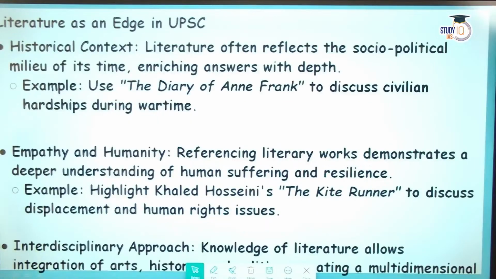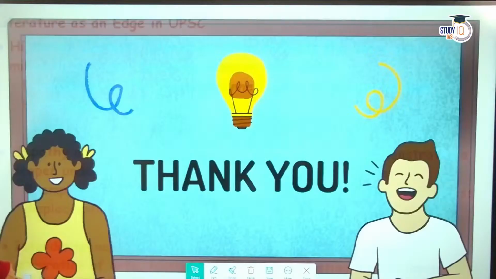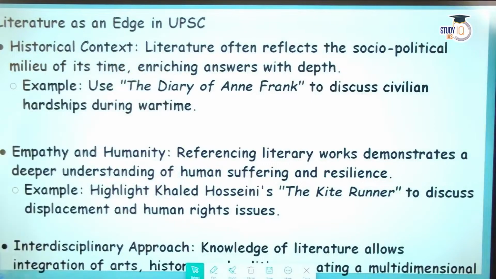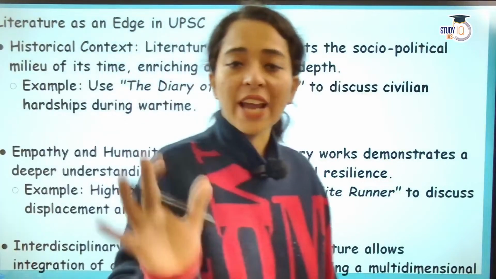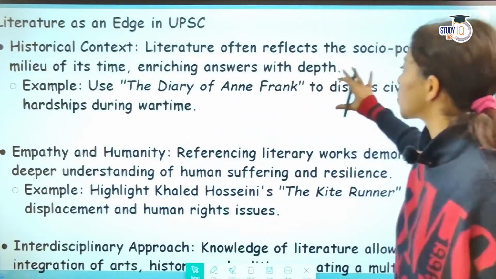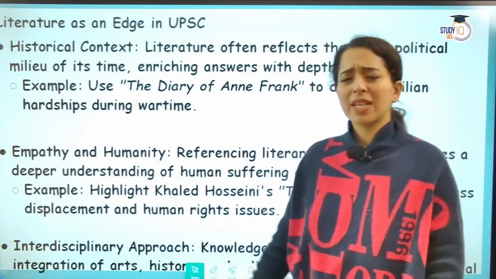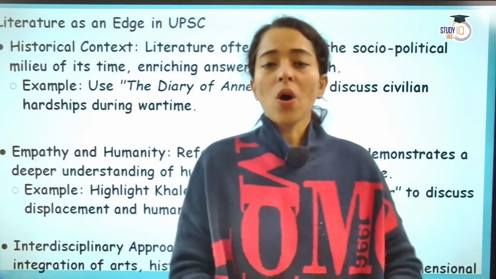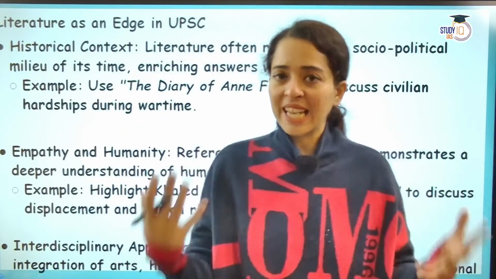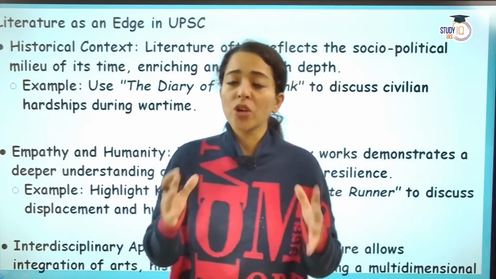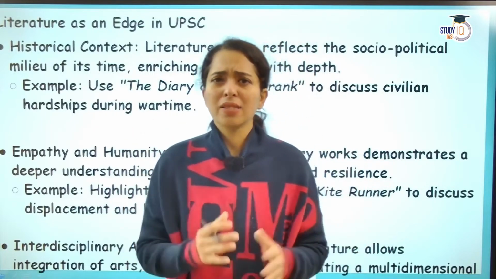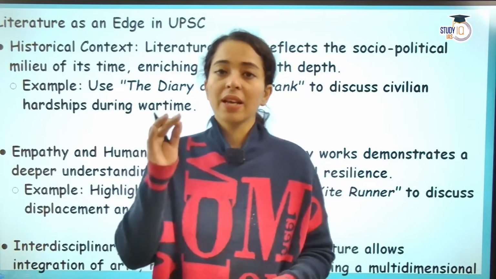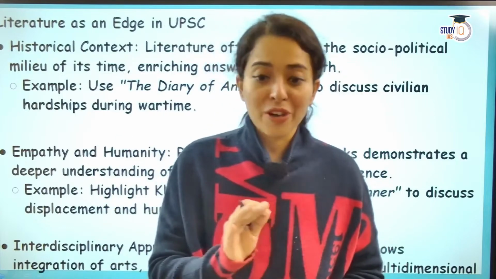So talking about this, for instance, historical context: literature often reflects the socio-political scenario, enriching answers with depth. You can use the Diary of Anne Frank. There are so many. If we talk about poets, there is Wilfred Owen, Siegfried Sassoon. All those poets can be talked about. T.S. Eliot can be talked about. W.B. Yeats, all these modern writers have prolifically written about the First World War and Second World War. With this knowledge, excellent answers can be made, something that cannot be refuted.